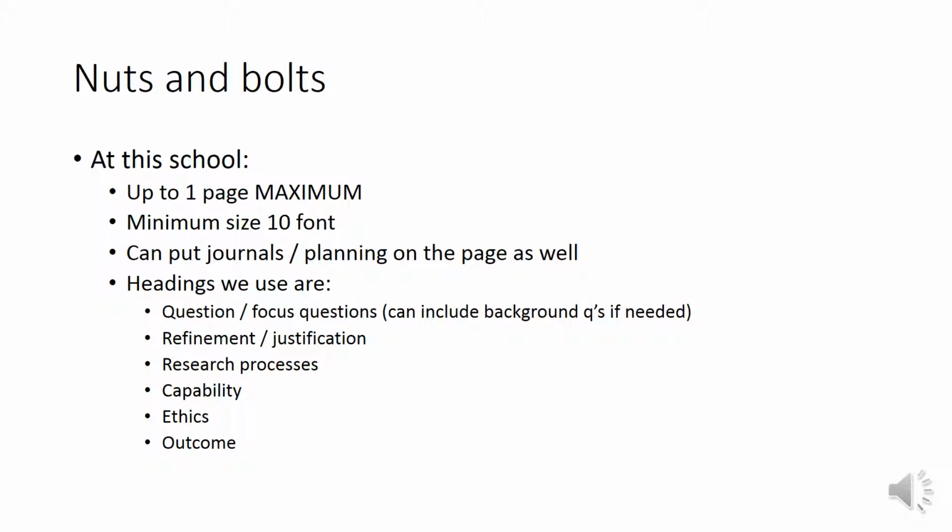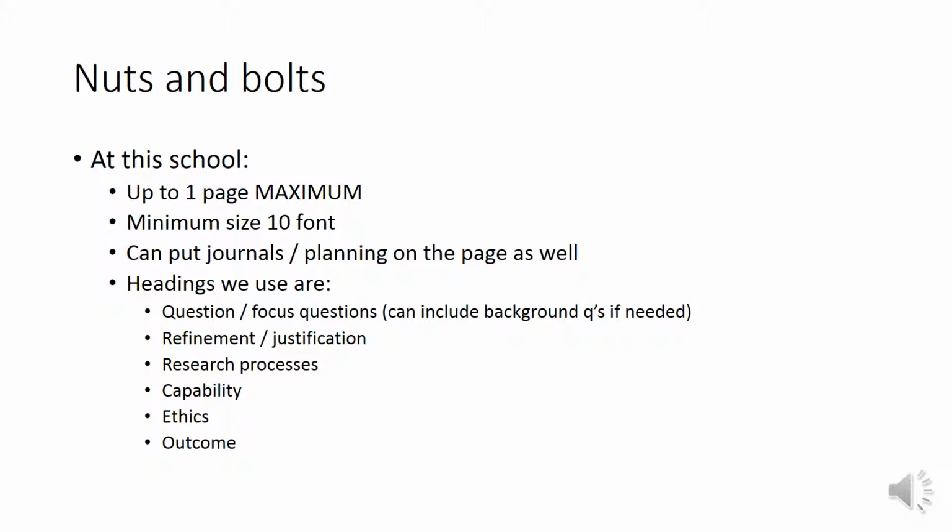But what we do expect you to do is to tell us about the question that you have at the moment. Now that might not be the question that you finish with because you haven't done enough research. You have no idea what's going to happen. So put down a question. If it's not perfect, that's okay.